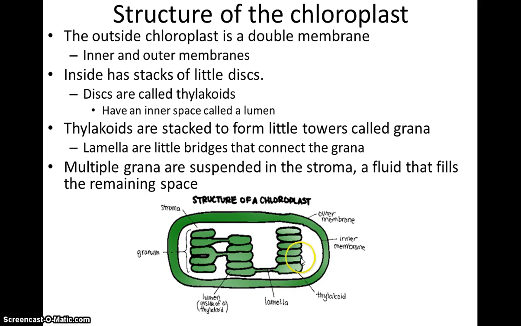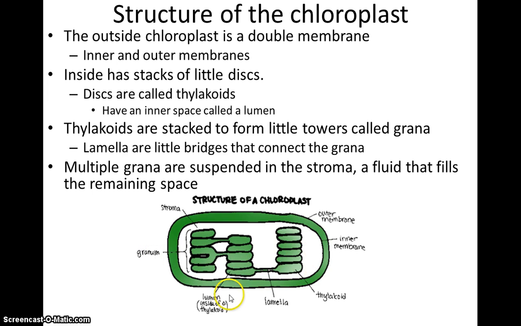So again, a lot of terms. We have our inner and outer membrane. All the little discs are thylakoids. Inside the thylakoid, there's a space called a lumen. And then all the thylakoids are stacked up into a granum. Again, that's the singular. When we have more than one, it's grana.